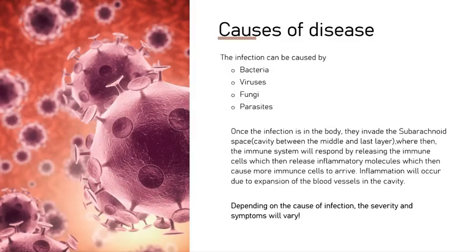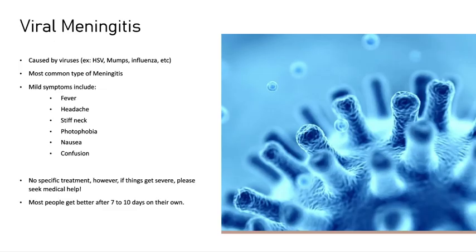What causes meningitis? The infection can be caused by bacteria, viruses, fungi, and parasites. Once the infection is in the body, they invade the subarachnoid space, the cavity between the middle and the last layer, where the immune system will respond by releasing immune cells, which then release inflammatory molecules, which also cause more immune cells to arrive. The inflammation occurs due to the expansion of the blood vessels in the cavity. Depending on the cause of infection, the severity and the symptoms will vary.